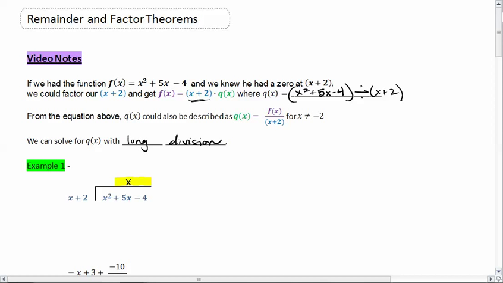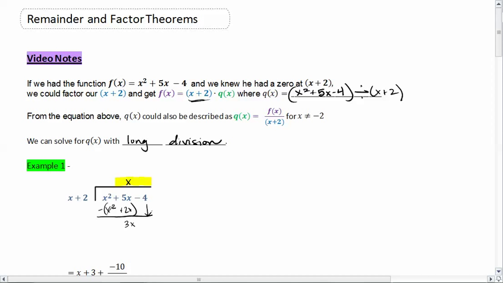If we multiply x by x, we get x squared. If we multiply x by 2, we get 2x. So we're going to subtract that solution. That's how we do long division, if you remember. So we have minus x squared and plus 2x, but we're subtracting this whole thing. So essentially you have negative x squared and negative 2x. So you're subtracting x squared plus 2x from x squared plus 5x, and you end up with, the x squareds are going to cancel out, and you're going to have this negative 2x plus 5x essentially, which is 3x.